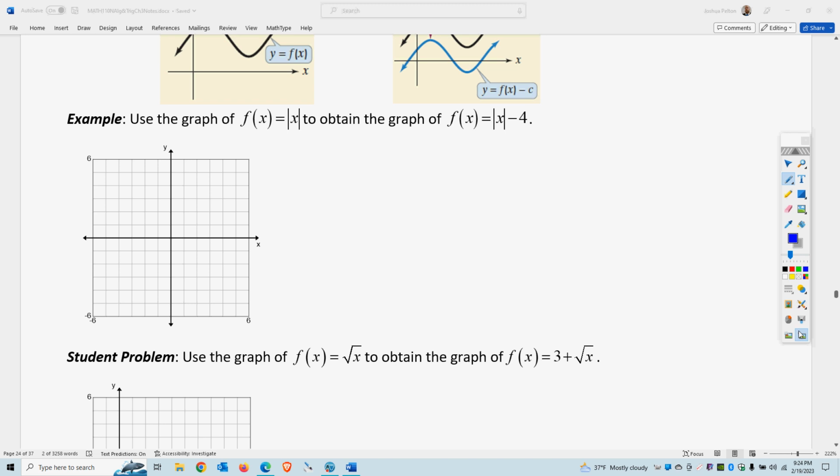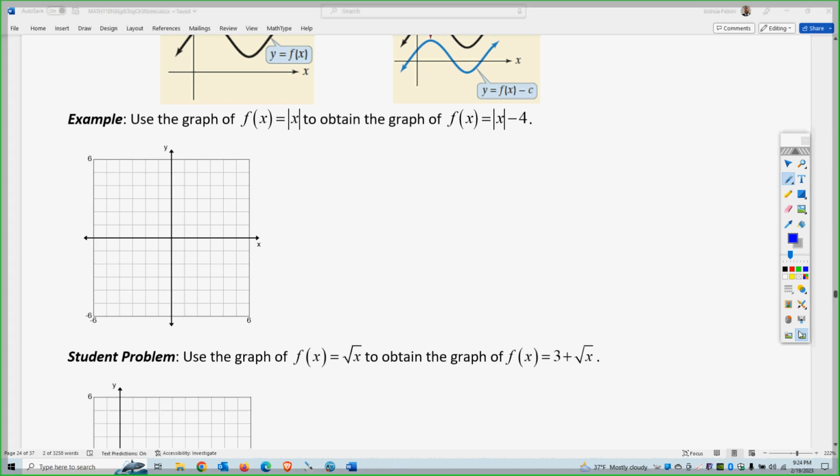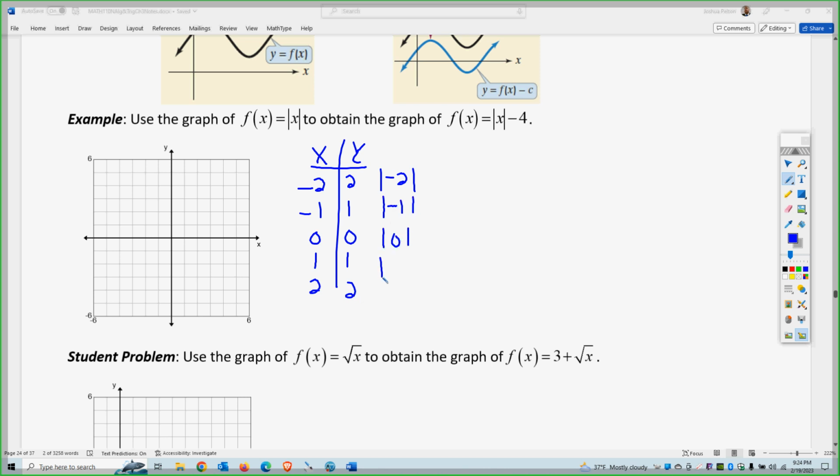Okay, so let's do just a basic absolute value of x. So x and y. Okay, let's say I do -2, -1, 0, 1, 2. Well, the absolute value of -2 is obviously 2. That's 1, that's 0, that's 1, that's 2, right? Because the absolute value of -1 is 1, the absolute value of 0 is 0, the absolute value of 1, and the absolute value of 2. Okay, so this is the table for the absolute value.